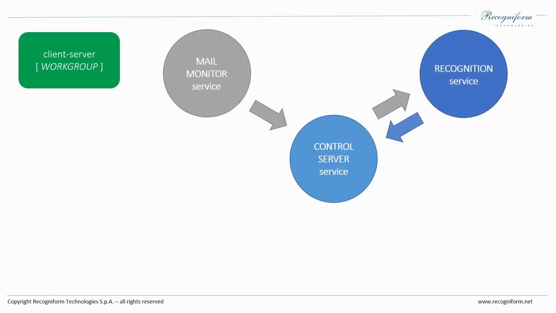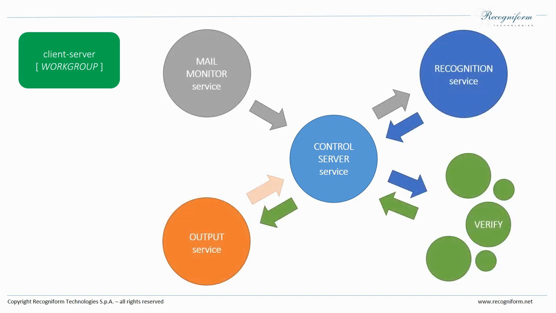Recogniform mail monitor service allows to create batches automatically, monitoring one or more email addresses. Mail monitor service automates the input step, sending batches to the control server, with no need of operator activity.